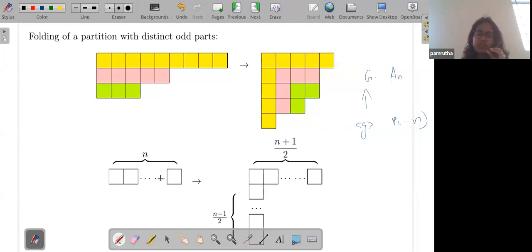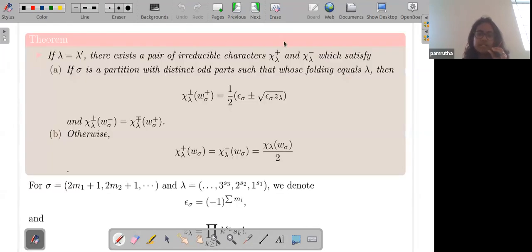So if I consider this particular n-cycle, the folding will look like this. There will be (n+1)/2 boxes in the first row and a single box in each of the next (n-1)/2 rows. I want you to keep this in mind: the folding of an n-cycle is the partition ((n+1)/2, 1, 1, ..., 1). How the character is given is now the question.